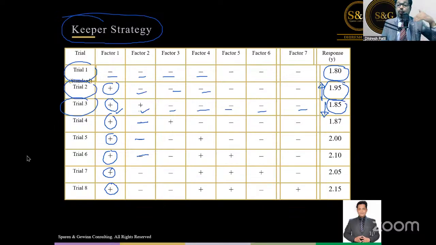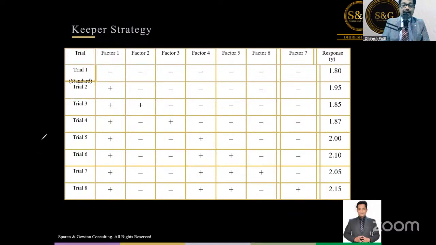It is also one factor at a time, keeper strategy. So one level advanced strategy. So clear, OFAT and keeper strategy? Just give me a quick yes. Just give me a quick yes in the chat.